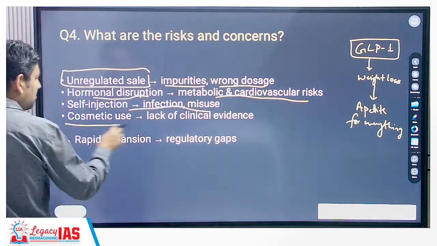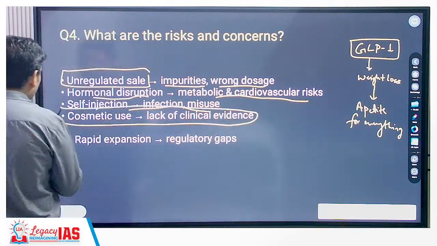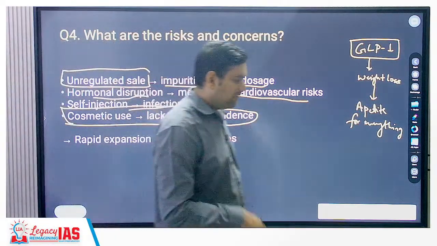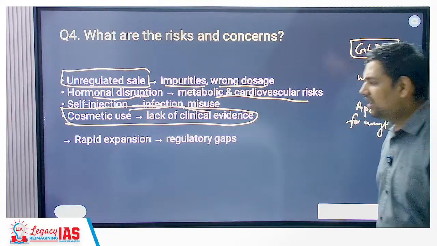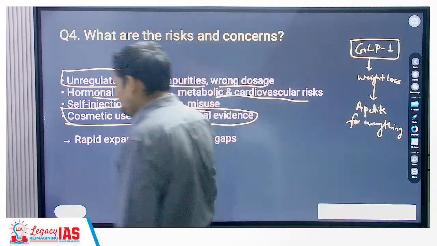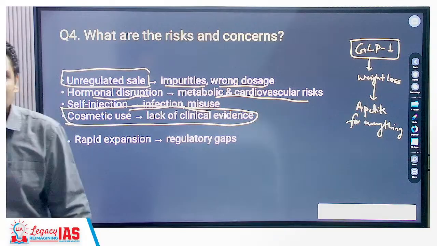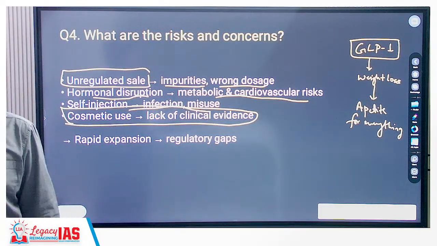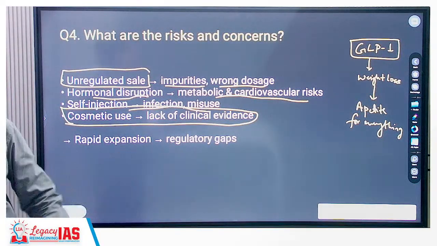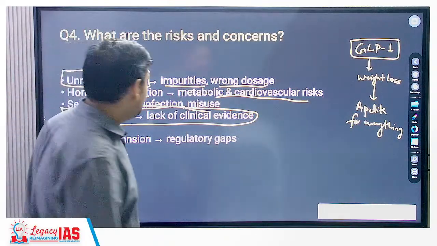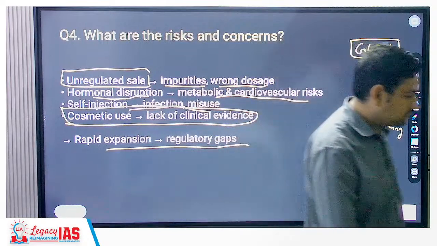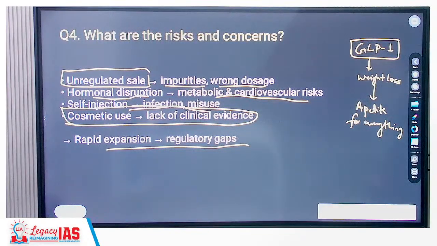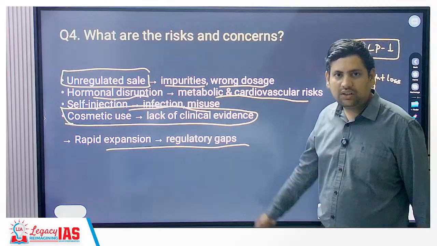Then cosmetic use, lack of clinical evidence. For example, once these peptides become common and show efficacy in one or two things, then there will be some anecdotal things that people will start putting in themselves, instead of waiting for the entire clinical trials and everything. Rapid expansion leads to regulatory gaps. Because the expansion is so quick, that's why there are regulatory gaps here.